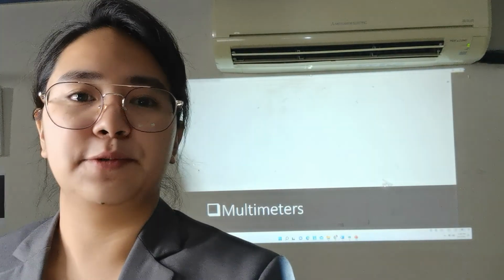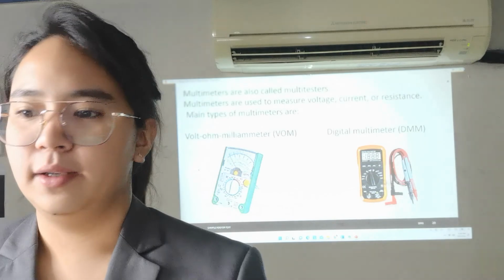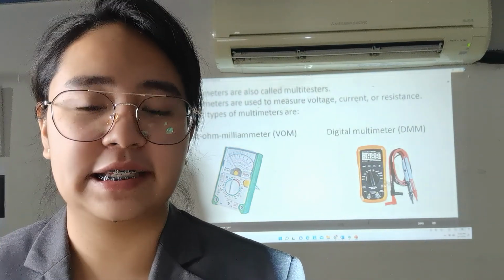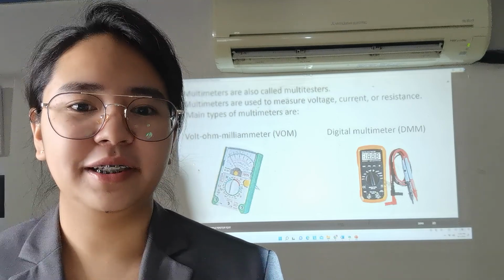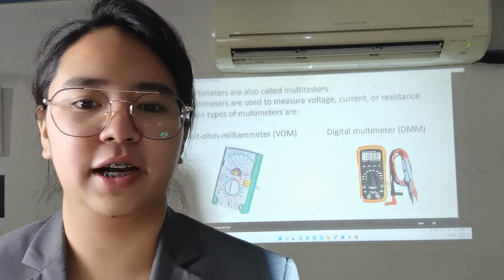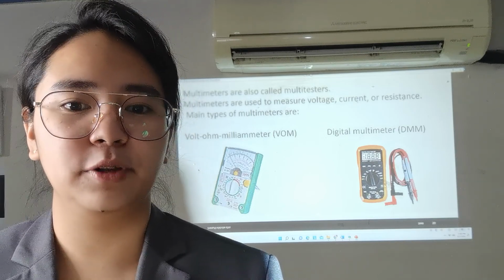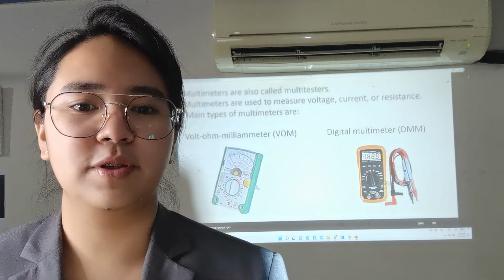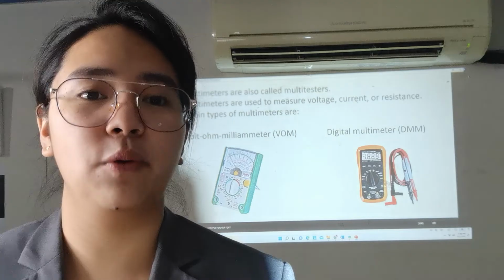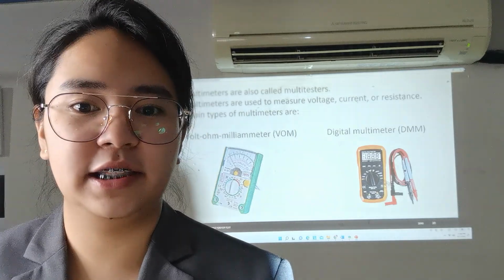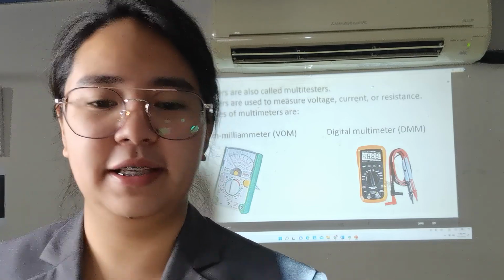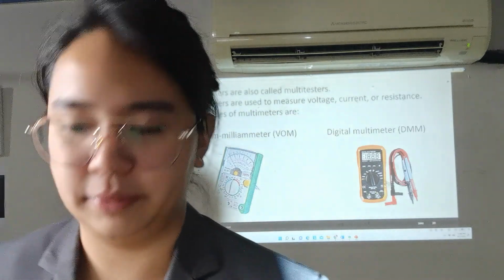The next one is multimeters. Multimeters are also called multi-testers. Multimeters are used to measure voltage, current, or resistance. Main types of multimeters are the volt-ohm-milliammeter, VOM for short, and the digital multimeter, DMM. That is the difference; this is the digital multimeter.